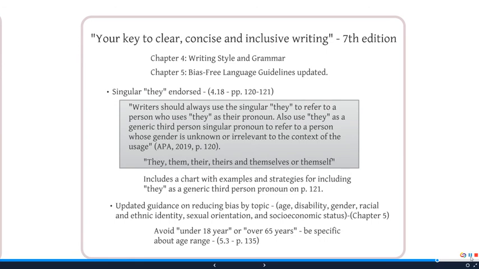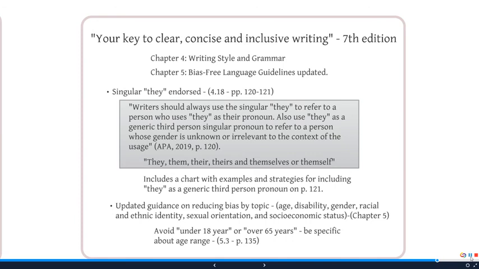But one of the big shifts is that the 6th edition was your guide to clear and concise writing. And what I really enjoy about the 7th edition is they have now expanded that to be your key to clear, concise, and inclusive writing. And so in chapters 4 and 5, they have some guidance as to how we can be more inclusive.